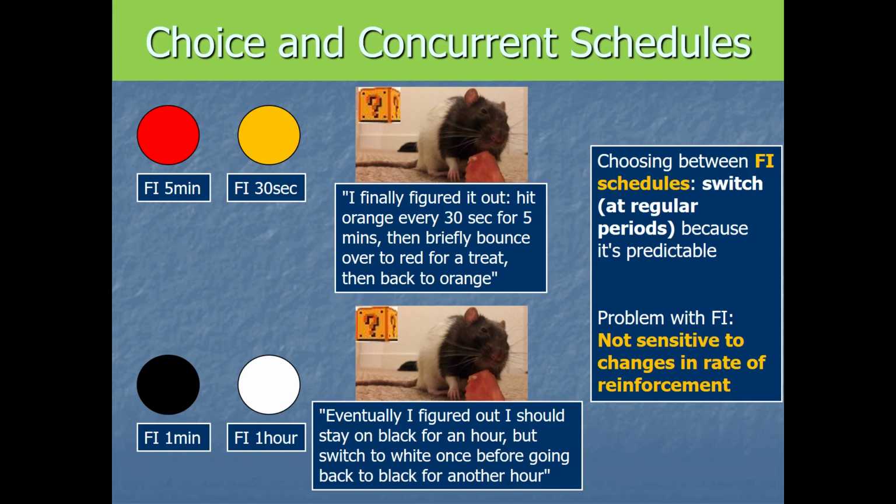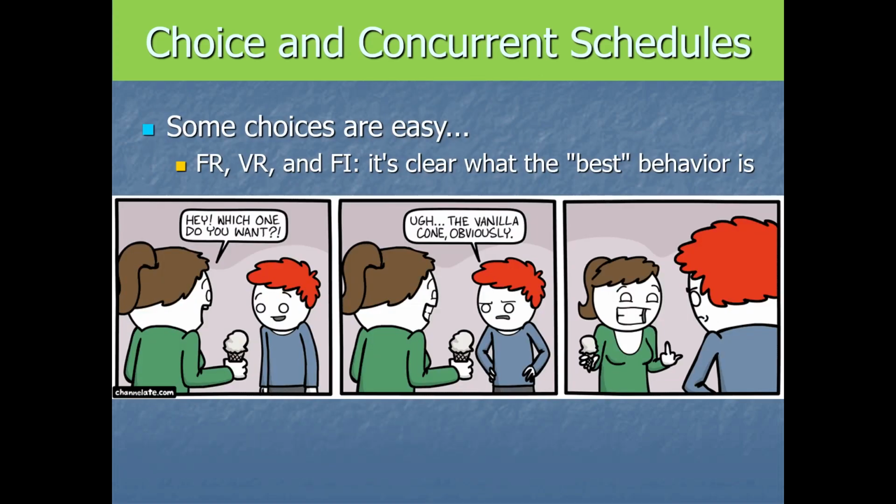It also leads to a problem, kind of a side effect. Once they're in that pattern of mostly sticking to one side and just occasionally sampling the other side, they're not going to be very sensitive to changes in the rate of reinforcement or the relative rate of reinforcement between the two, because they're not sampling the other side enough. If we change that white schedule, it's harder for them to notice and adapt their behavior. So again, this isn't the best way to study these things.